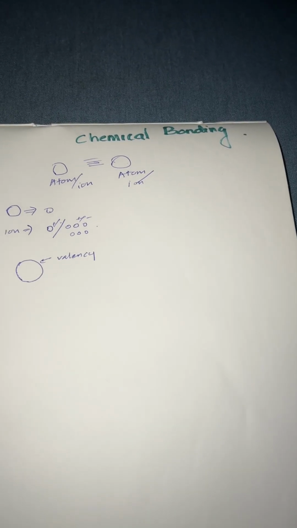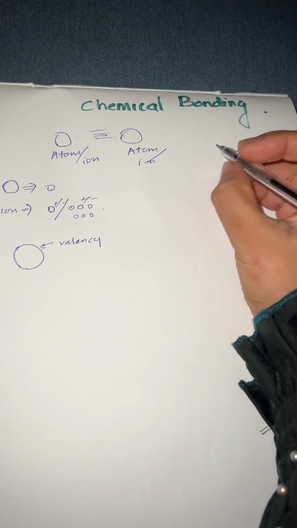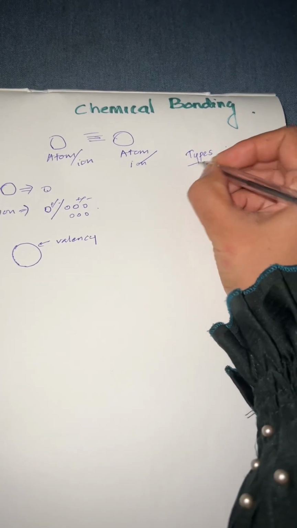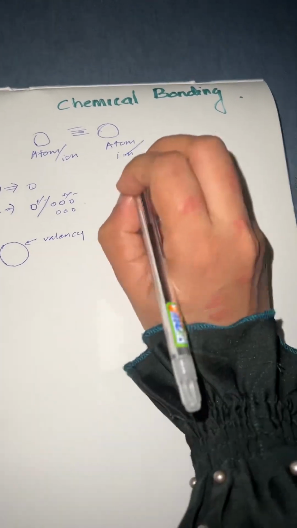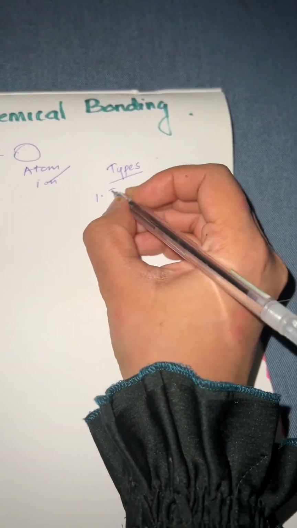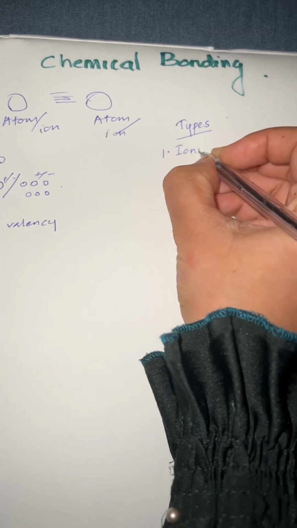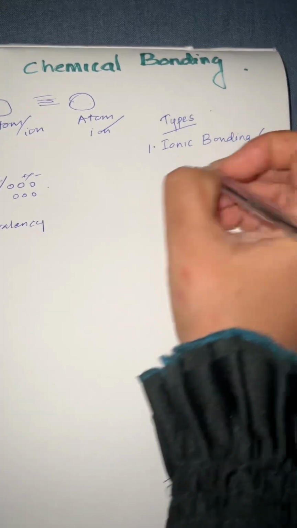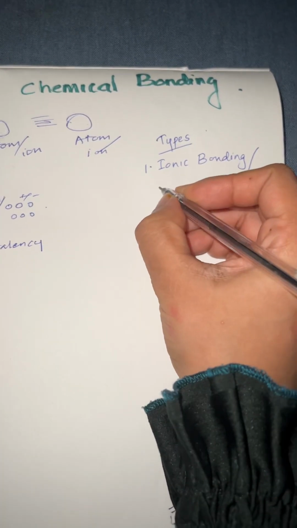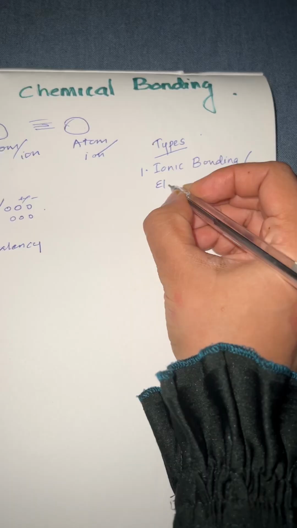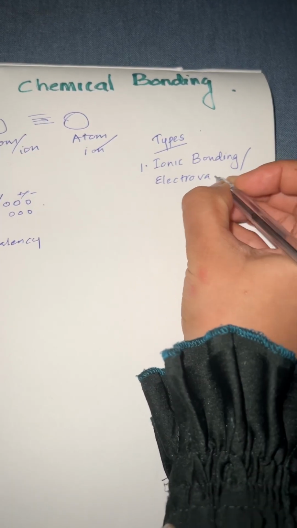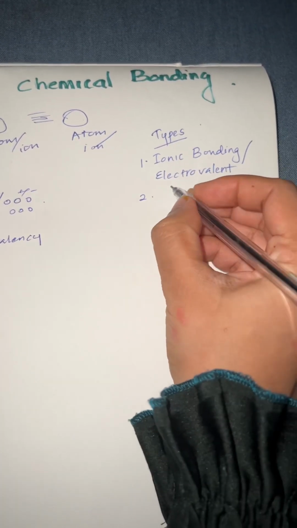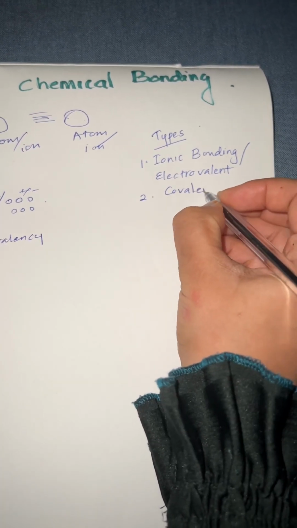So that's fine with our definition. And now we're going to the types of chemical bonding. The first type is called ionic bonding. We have another name for ionic bonding, and we also call it electrovalent bonding. And the second type is called covalent bonding.